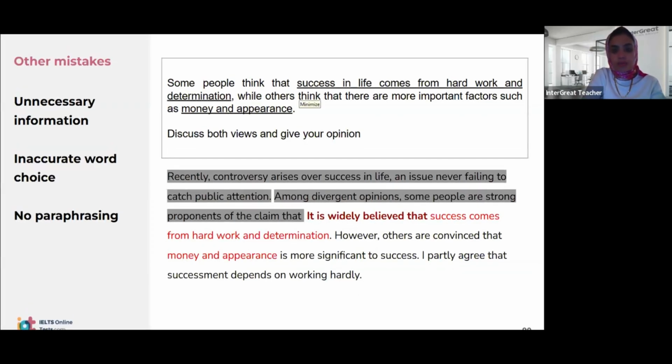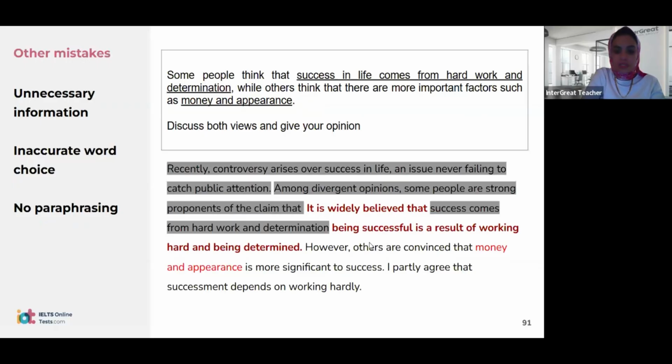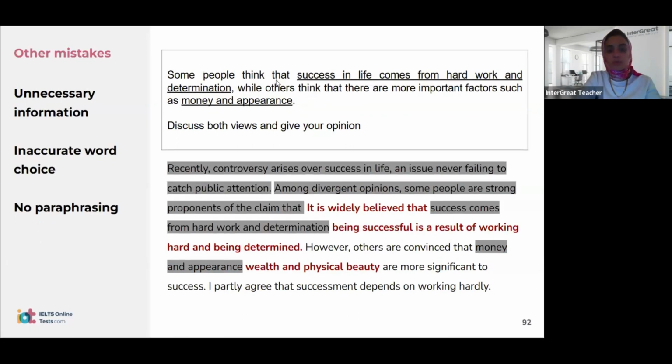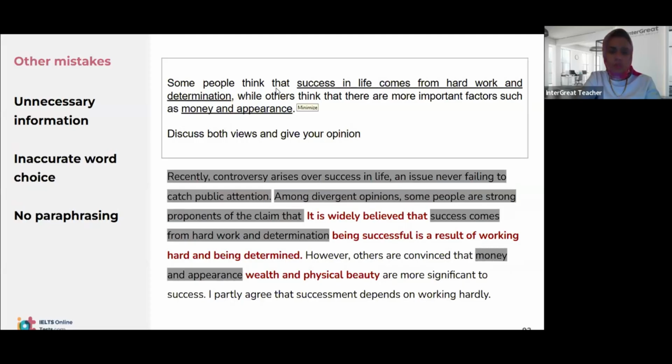All right. Being successful, we could say here, is another way to paraphrase it, is a result of working hard. You can change the part of speech. The order of the sentence also could be changed, and being determined. So we can change it. Here it was a noun; you can make it an adjective, being determined. "Money and appearance": okay, wealth and physical beauty, a synonym, to paraphrase the statements. All right. "Getting fortunate": no, it's fine. That's a good thing. Getting fortunate, making money.